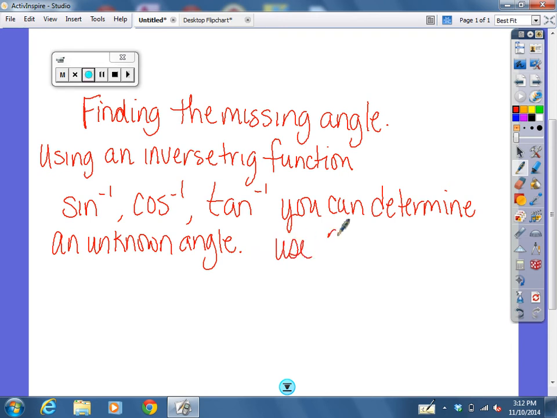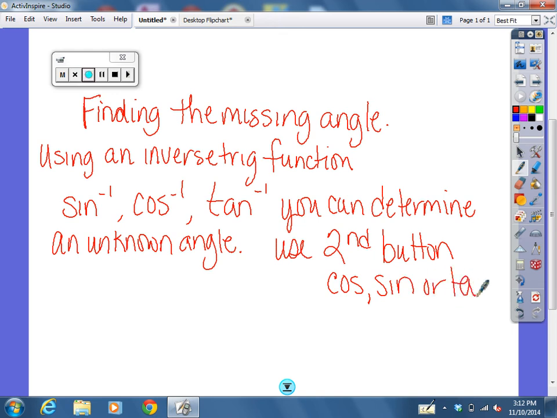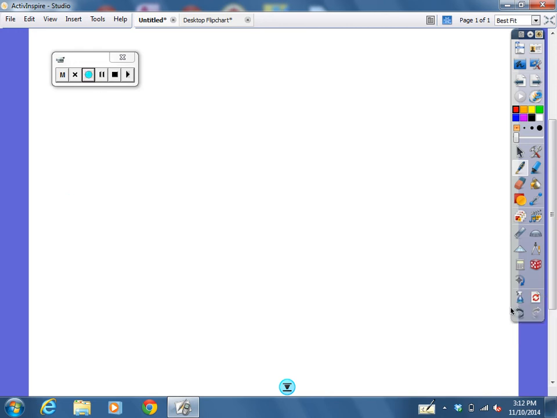Okay, so that is the second button on your calculator. Use the second button in any of the cosine, sine, or tan, and that will give you the inverse. So you're always going to use the inverse button to find an angle. Alright, so we'll just go straight into some examples.